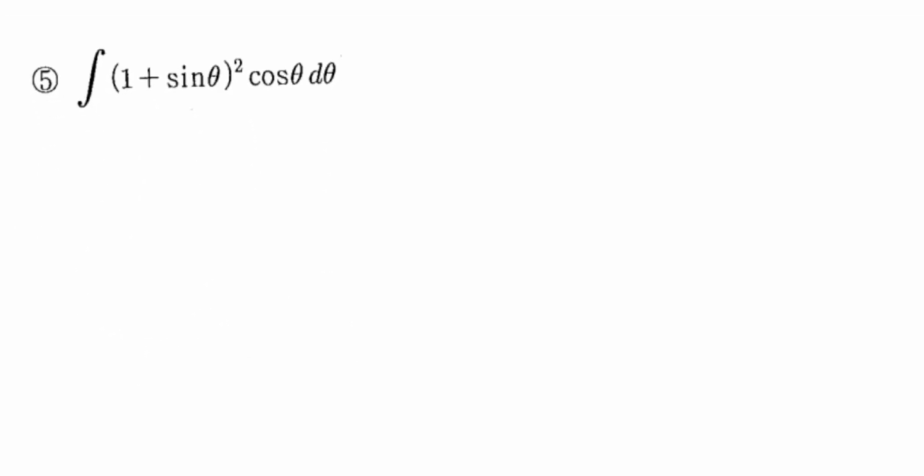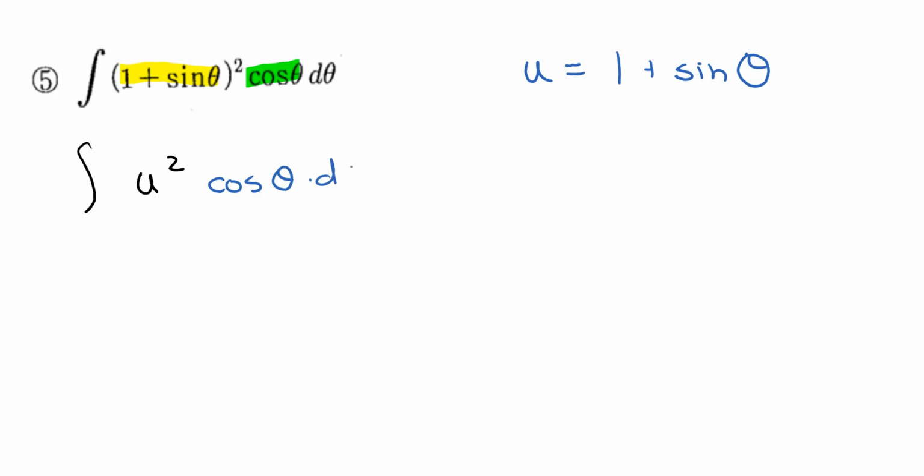Question number 5. So for question number 5, I have this yellow expression multiplying onto that green expression, and you need to find the expression for u now, because this is a u substitution question. Now, in my opinion, the yellow part looks a little bit more difficult than the green part. So let's always pick the more difficult part first. So I have 1 plus sine theta for my u expression. And then I can rewrite the original integral as u to the power 2 times cos theta times d theta.